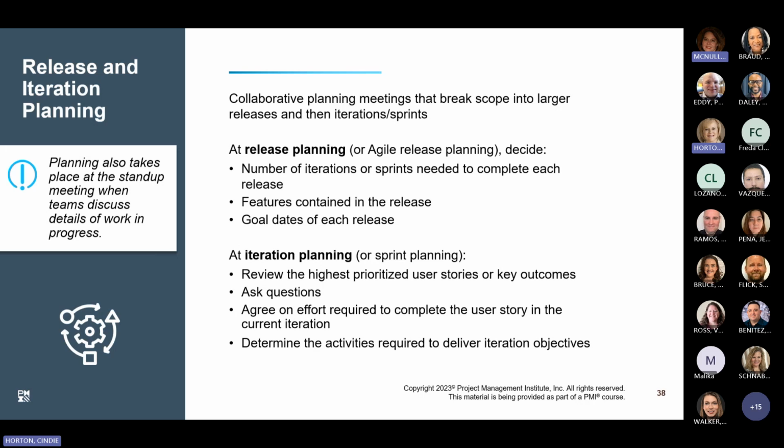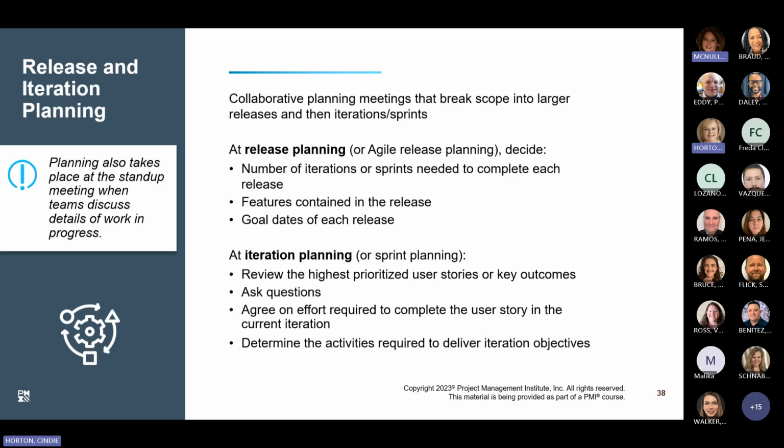Let's turn our focus now for a moment to the release and iteration planning processes, which are central to scope planning in adaptive approaches. This iteration planning meeting is collaborative, involving the product owner, the team, and the project manager. Process roles, such as the Scrum Master, may also be included in release and iteration planning to break that scope into larger releases and then the iterations or sprints.